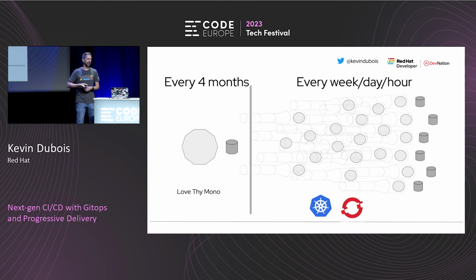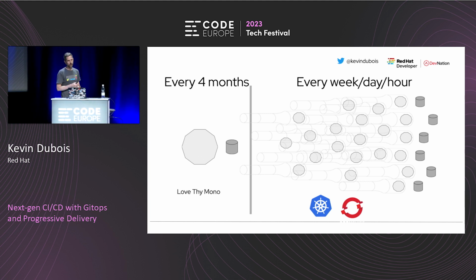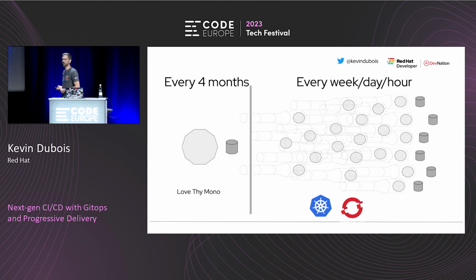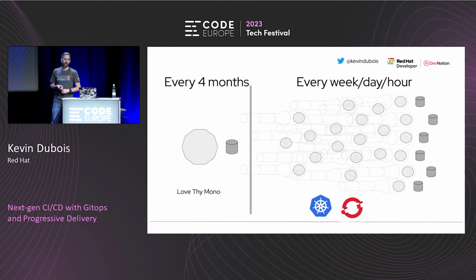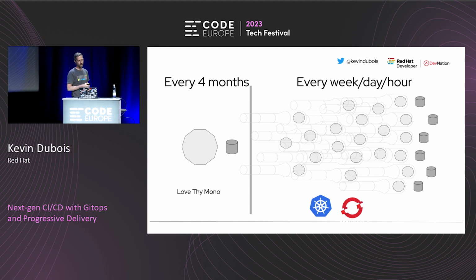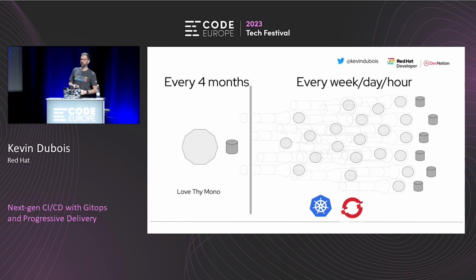And so maybe you've seen something similar to this. The classic way of developing our applications would be larger monolithic applications, and then we'd have release cycles of maybe every X amount of weeks or months, or in this case, the example is 4 months.